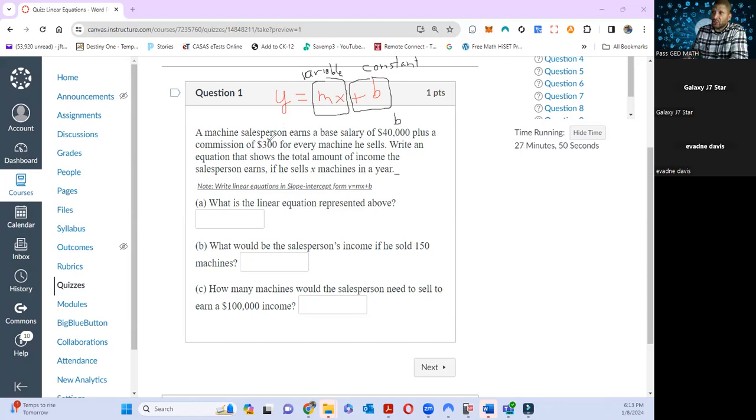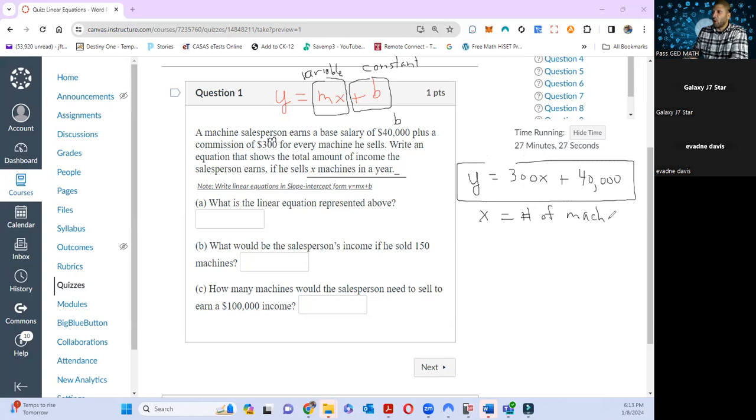So this is your slope. If that's my m and that's my b, if I rewrite my linear equation, I got y equals 300x plus 40,000. They're telling you what x stands for. x is the number of machines.